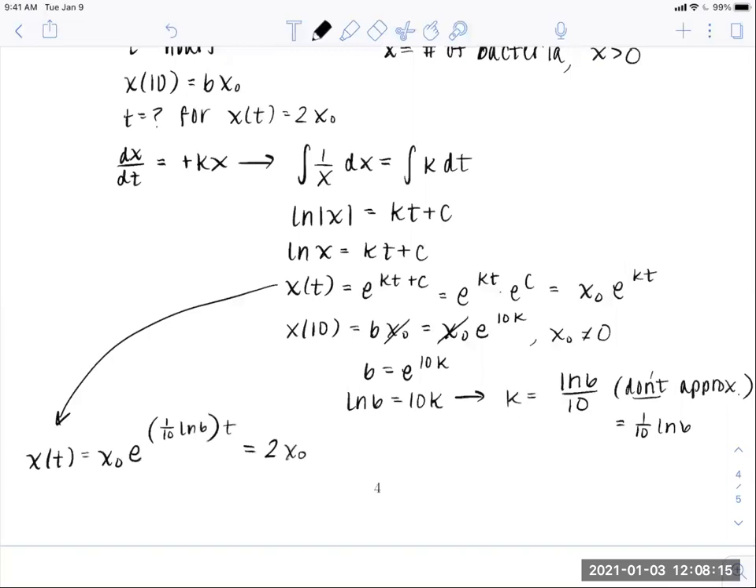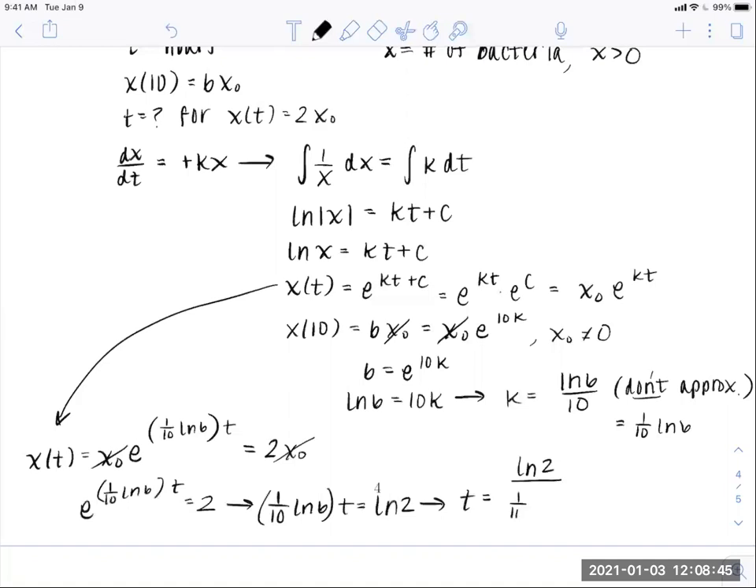Here again, x naught is non-zero, so I can divide both sides by it. And what I have is e to the 1/10 natural log of 6 t equals 2. So we need only solve this equation for t, and we're finished. So I have 1/10 natural log of 6 times t equals the natural log of 2. So t equals the natural log of 2 divided by 1/10 the natural log of 6.